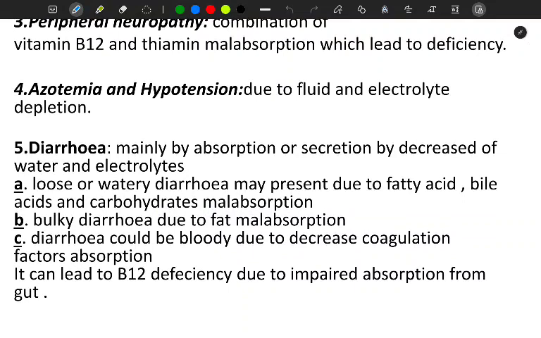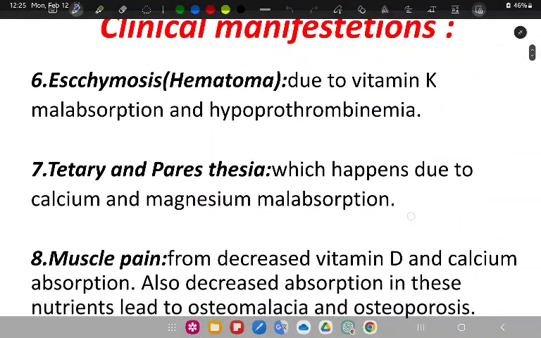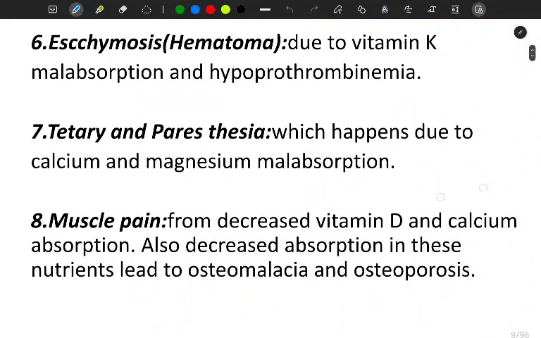Loose watery diarrhea is due to fatty acids, bile acids, carbohydrates. Bulky diarrhea is due to fat malabsorption. Diarrhea could be bloody due to decreased coagulation factors as well. It can lead to vitamin B12 malabsorption from the gut. Next, ecchymosis due to vitamin K malabsorption and hypoprothrombinemia.